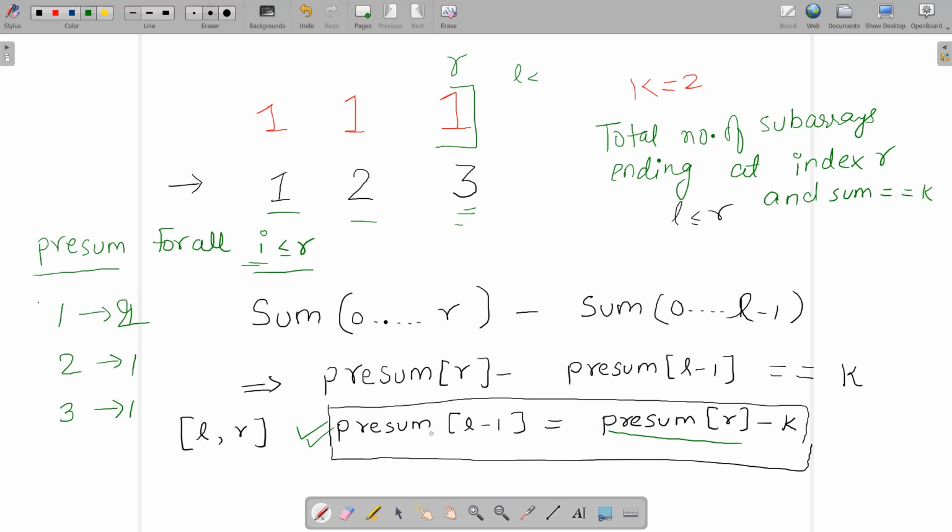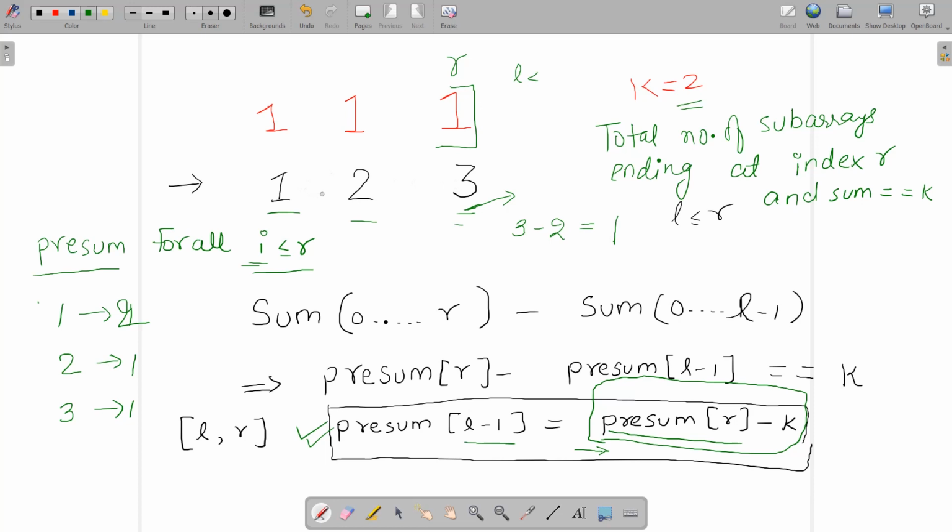Okay, so if we want to find the total number of subarrays, then we will find this value, prefix sum of r minus k, and we will find those l minus 1 indices whose value is exactly equal to this value, prefix sum of r minus k. Suppose we are going to find it for k equal to 2. So we are at this index r, and I will find out 3 minus 2, which is exactly equal to 1, right?